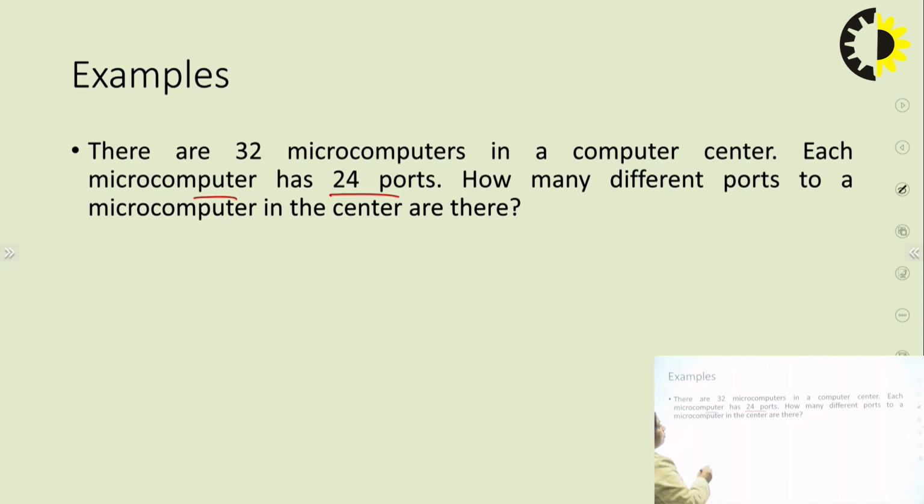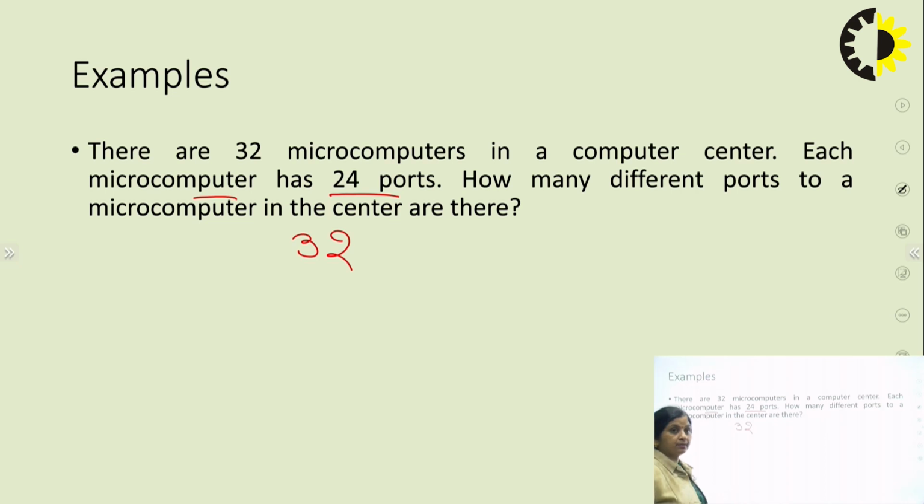Okay, so what we will apply again is the product rule. We have 32 computers, so there are 32 ways to take a computer. What we are talking about is all the ports. So how will we count the ports? One way is we select the computer.